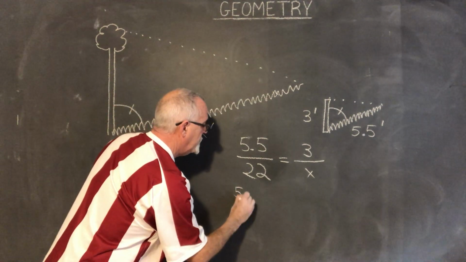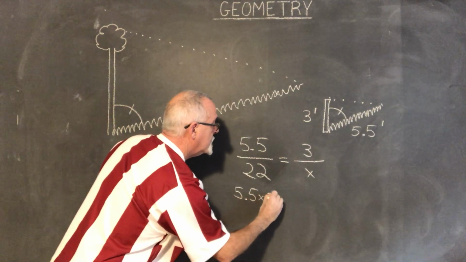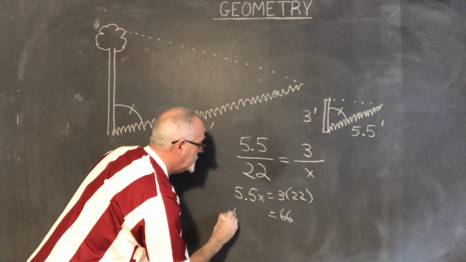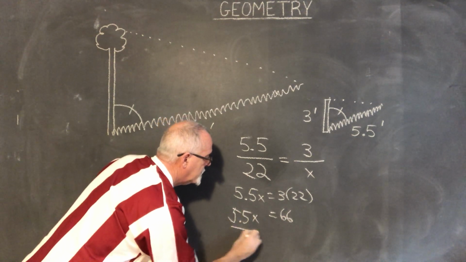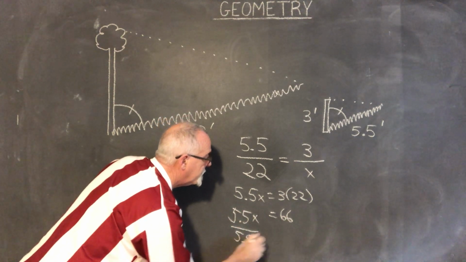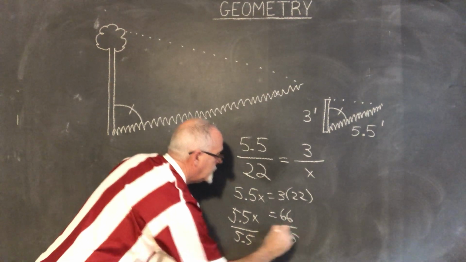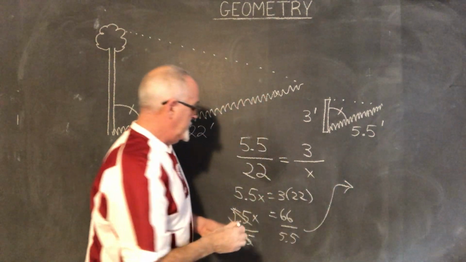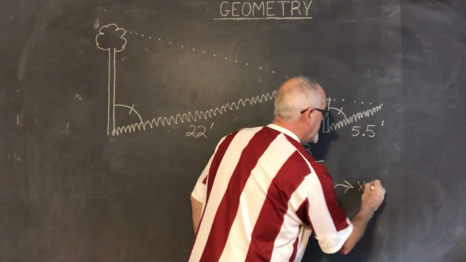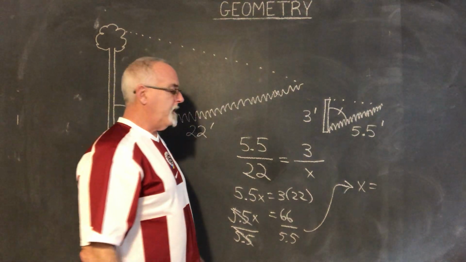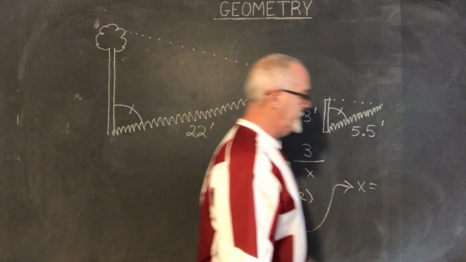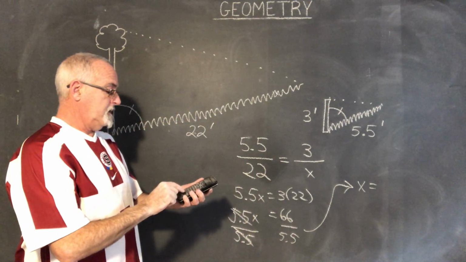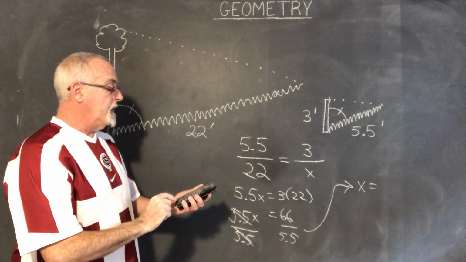Cross multiplying: 5.5x equals 3 times 22, which is 66. We're nearly there. Divide both sides by 5.5. Cancel, cancel. Is this going to fit? Not really. So I'll do it over here. My x is isolated and is equal to 66 divided by 5.5, which I've learned my lesson. 66 divided by 5.5. 12.